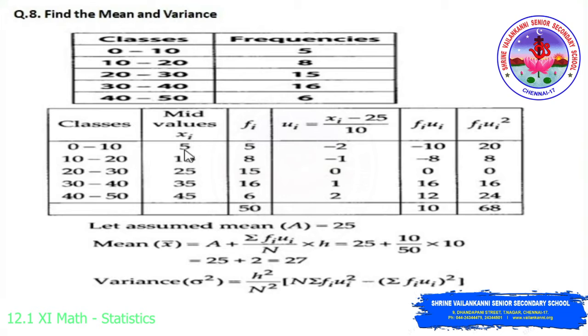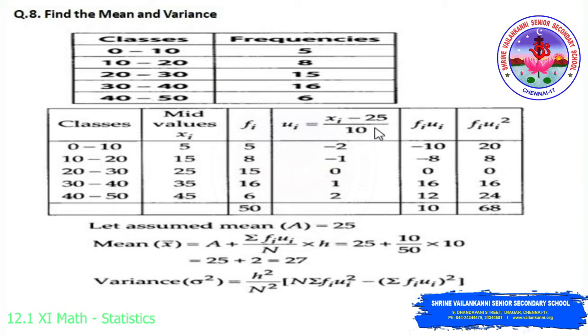So 10 by 2, which is 5. Then mid value of 10 and 20 is 15. Otherwise you can find the average of these two numbers. So 20 to 30 mid value is 25, then 35, and 45 is the mid value of 40 and 50. Then the sum of the frequencies fi is 50. When we add all these numbers, 5 plus 8 plus 15 plus 16 plus 6, we get 50.